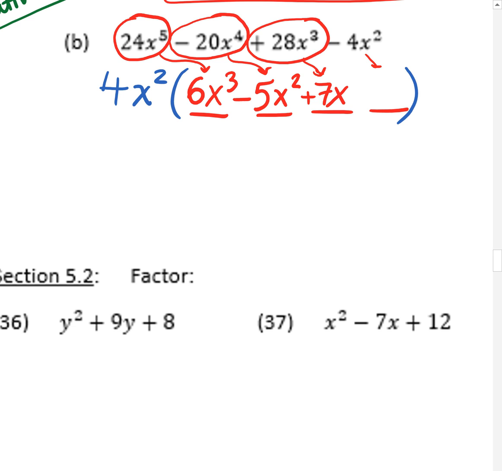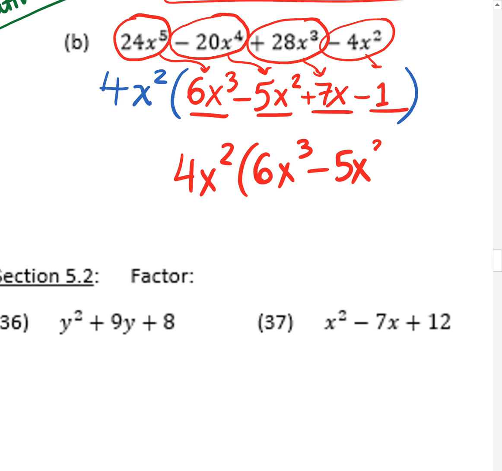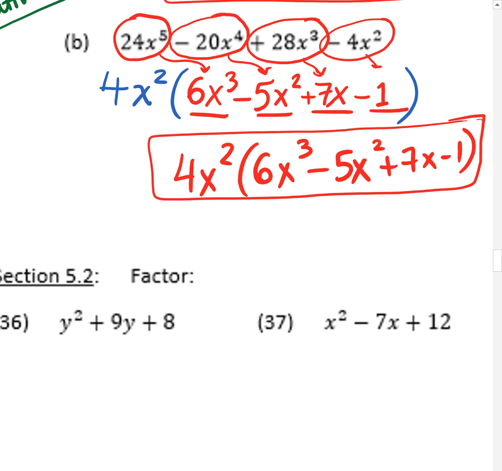Lastly, 4x squared times what is negative 4x squared? Well, 4 times what is negative 4? That's negative 1. X squared times what is x squared? Well, you already have all the x's you need, and that's it. There's your answer. 4x squared outside, 6x to the 3rd minus 5x squared plus 7x minus 1 inside. And to check, yeah, it's really easy to check. You can even do it in your head. Just imagine distributing this 4x squared inside onto all 4 terms. As long as you get what you started with in this problem, then you must have done it right.